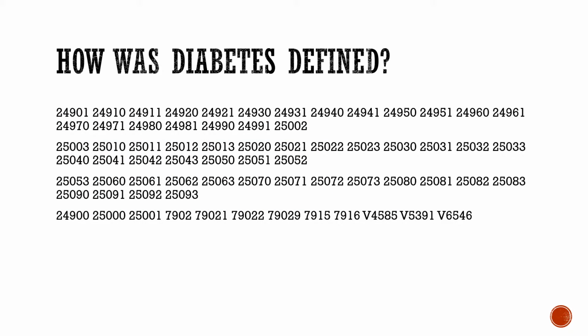In order to effectively make a predictive model, diabetes needed to be defined numerically. The following codes, taken from the Agency for Healthcare Research and Quality Clinical Classification Software, or CCS codes, were used to define diabetes.